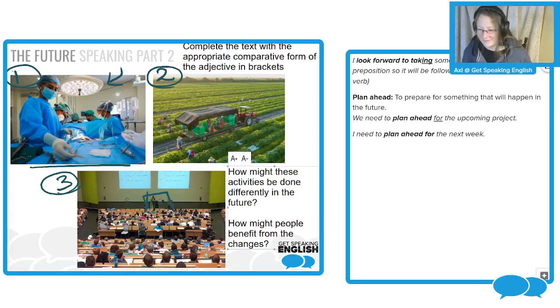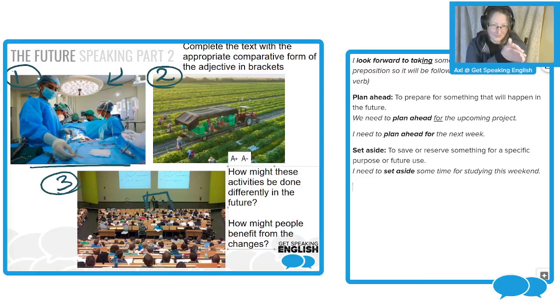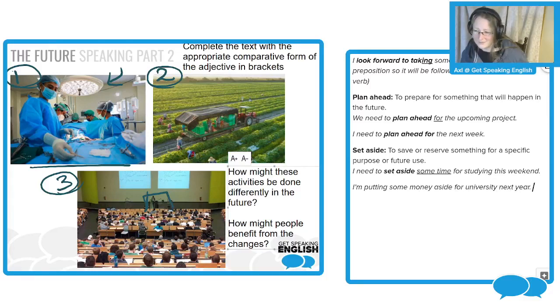We might also set aside something. If you set aside something, you're basically taking part of something, maybe part of some money or some food, and you're reserving part of it for the future. So for example, you might set aside some money into a bank account, you would save it in case something happened in the future. Or you could also set aside some time. Like in this example, I need to set aside some time for studying this weekend, or I'm putting some money aside for university next year. Yeah, so you're taking something and you're storing it away.